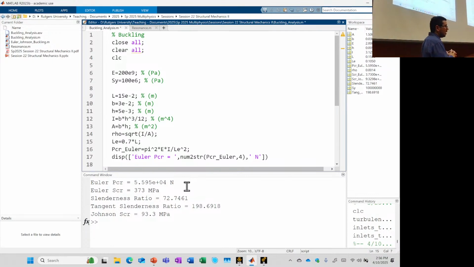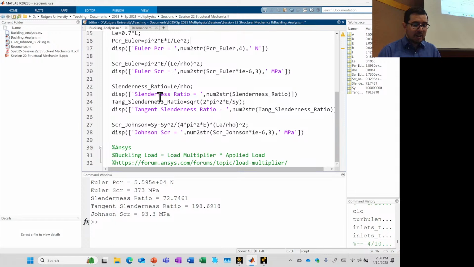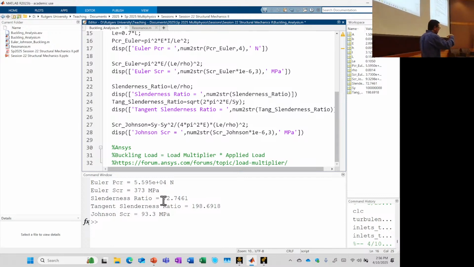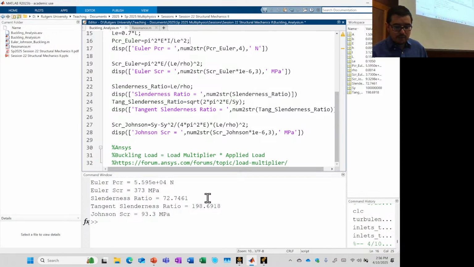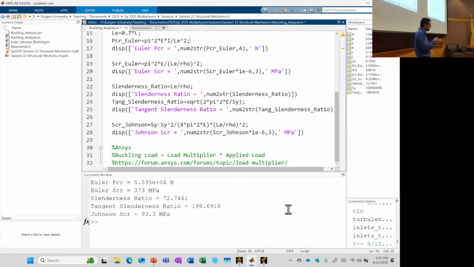Now, what about Johnson? What about Johnson, right? ANSYS can't really tell us what's going on with Johnson. If we look here, we have a few more calculations, and we can figure out what the slenderness ratio would have to be. In this case, the slenderness ratio that we've calculated for this geometry with this equivalent length of 0.7 is 72. And the tangent slenderness ratio that is necessary is almost 200.